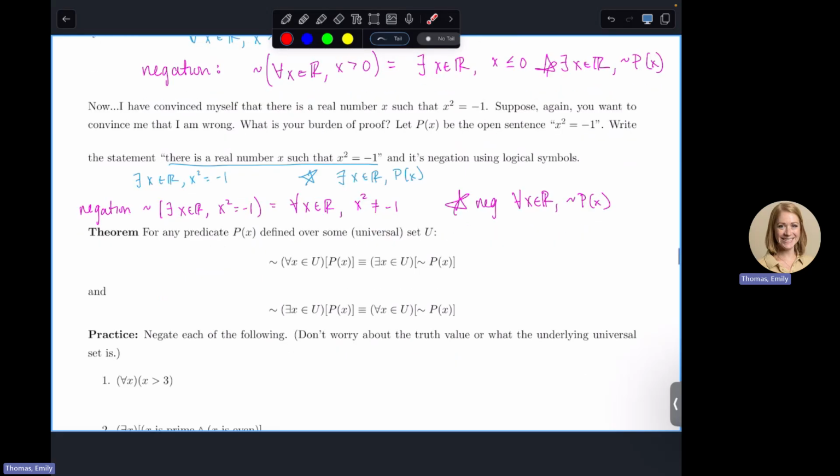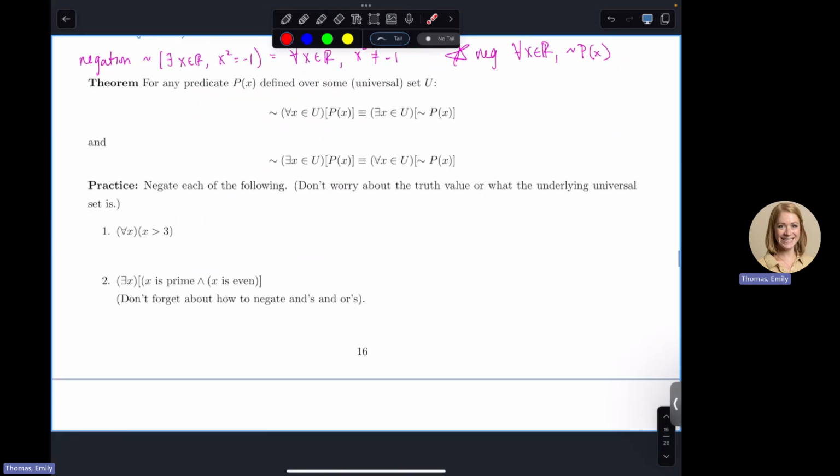Okay, we're going to negate these things with the idea that we don't have the universal set, the domain, written down, but we're just going to do it anyway. So how do I negate this? Number one, it says for all x, x is greater than 3. What would the negation look like? There exists an x, x is less than 3. Good.